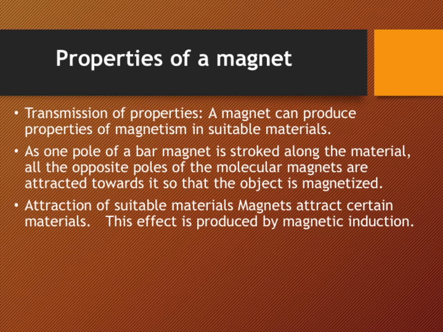Let's talk about how properties are transmitted in magnets. A magnet can actually induce magnetic properties in suitable materials. For example, when you stroke one pole of a bar magnet along a piece of iron or another magnetic material, something interesting happens. The opposite poles of the molecular magnets inside that material are attracted towards the magnet. This causes the entire object to become magnetized. Now, this attraction isn't just random. It's a specific effect called magnetic induction.